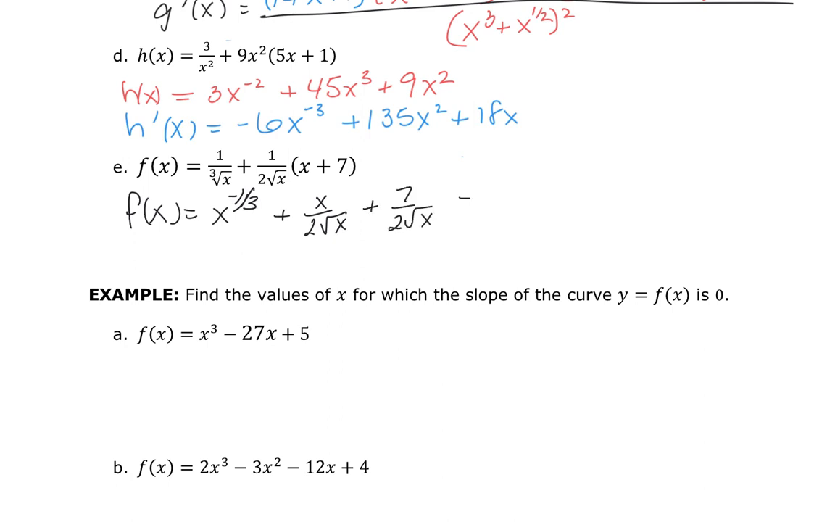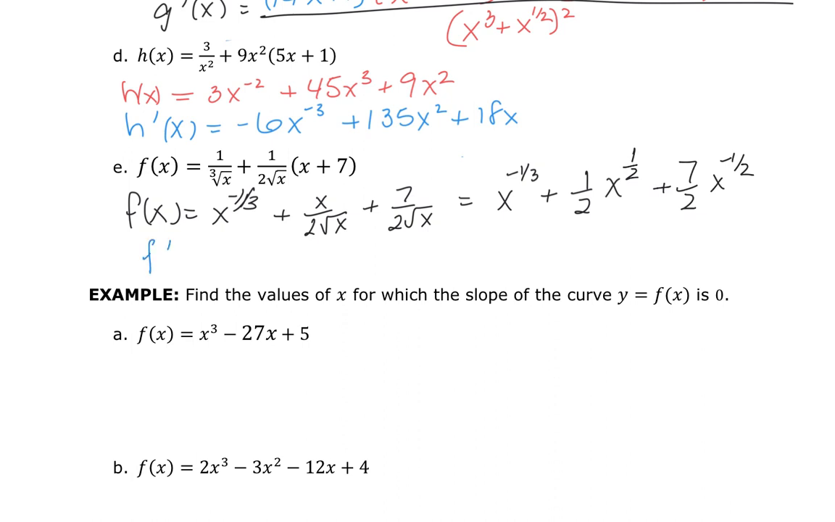I'm going to rewrite this a little bit more. x raised to the negative 1/3 plus, right, this is the 1/2 x raised to... The numerator here has a power of 1. The denominator here has a power of 1/2. When I do the appropriate subtraction, I get x to the 1/2. And then plus 7/2 x raised to the negative 1/2.